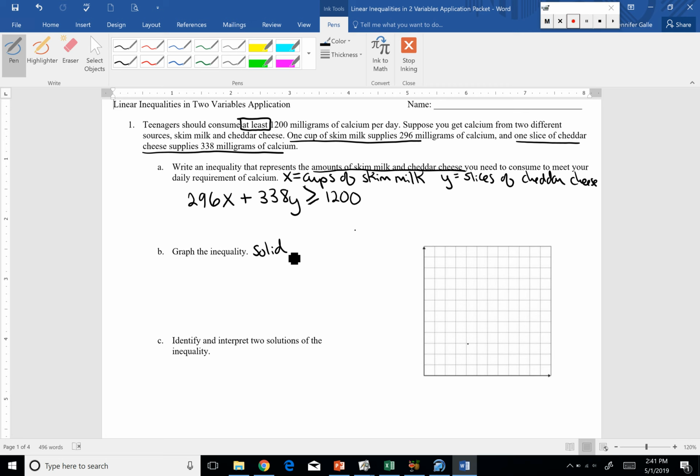And what form do I have? Slope intercept or standard? Standard. How do I know it's standard? We've got x and y on the same side. So we're going to have a solid line and we're going to have standard form. Those were the two things we picked out yesterday before we graphed.